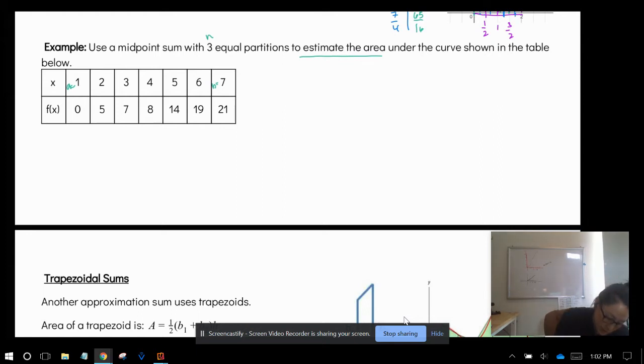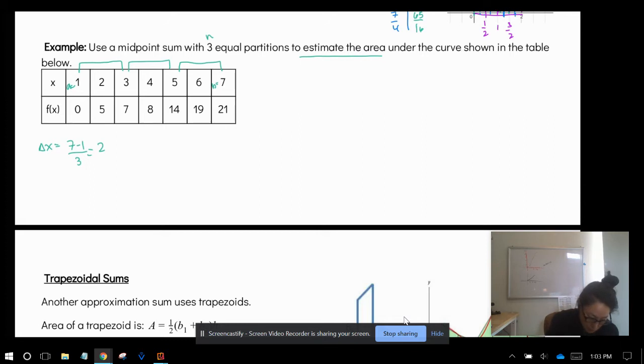So I'm going to use delta x equals 7 minus 1 over 3, which gives me an equal partition, delta x of 2. Okay, so every 2 units, I need another rectangle. So I'm going to build my rectangles like that.